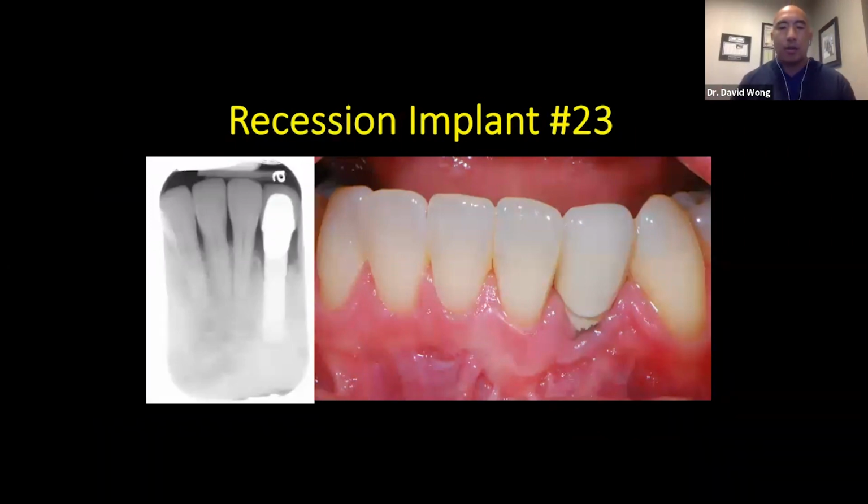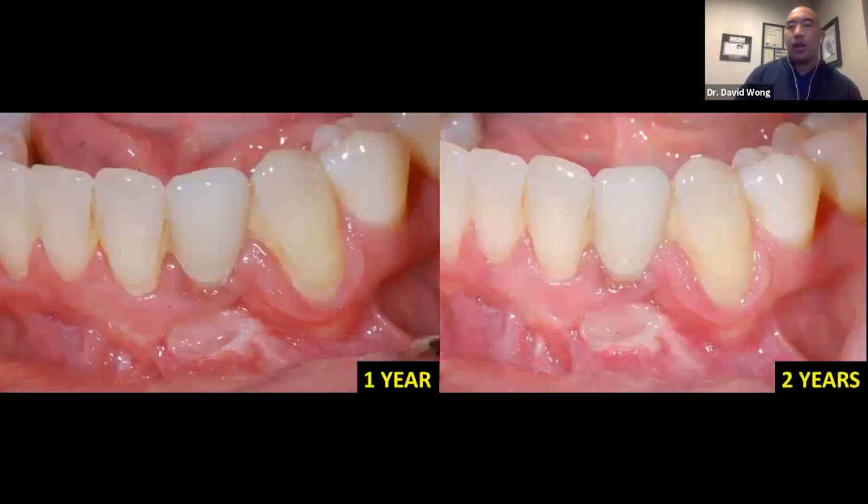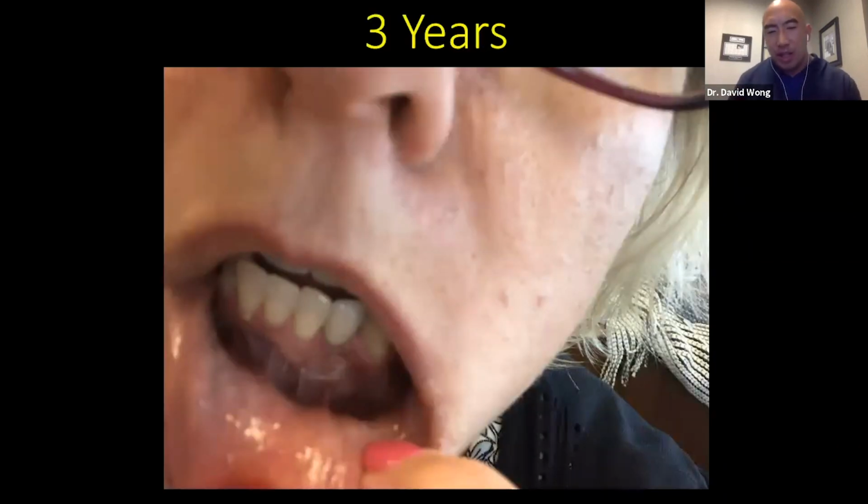Here's implant number 23. We have quite a bit of recession on it that's noticeable. We place a free gingival graft, and here's what you can see at 1 year versus 2 years, and then at her 3 years, she was out of town, so she sent me a bathroom selfie. But you can see even at 3 years, the tissue is nice and stable, and we even got some creeping attachment up on the abutment surface there.